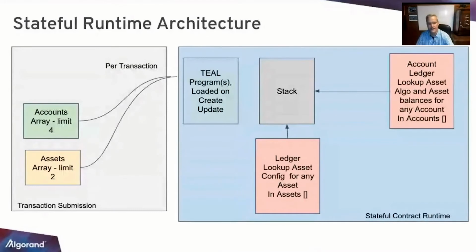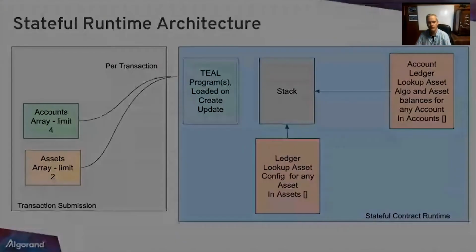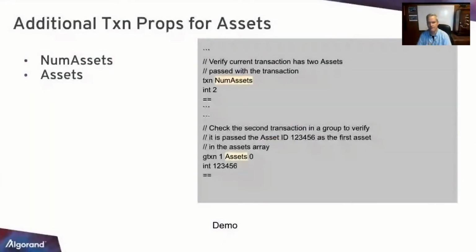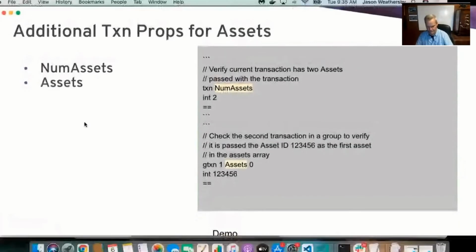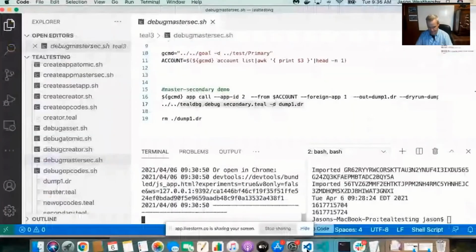The only time you would use the assets array is if you actually want to dig into the configuration of the particular asset. And we do have 2 new globals for getting the number of assets in there and the actual asset IDs, much like the other 2. Now I'm going to show you a demo. It's fairly similar to the last one, but it'll be slightly different because I'm going to show you how to look up the balances.